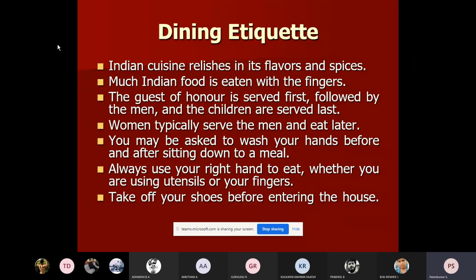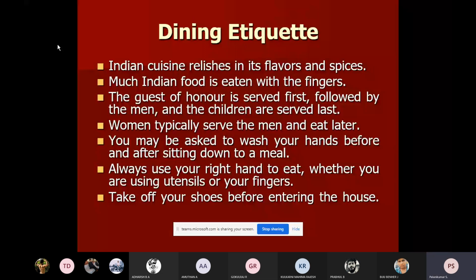As far as our culture is concerned, compared to any other country, we follow a different culture, different traditions, different traditional systems. Especially in dining, we follow some etiquette. Indian cuisine relishes its flavors and spices. Much of the food is eaten with the fingers only. We won't use spoons or wooden spoons, or any completely liquid food. It is a blend of both solid and semi-solid food only.